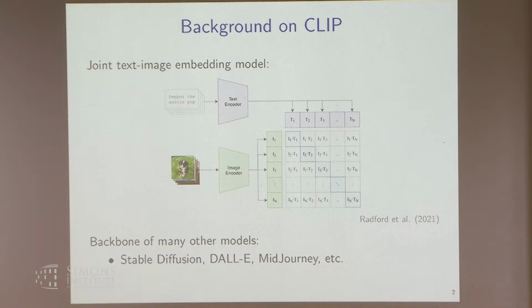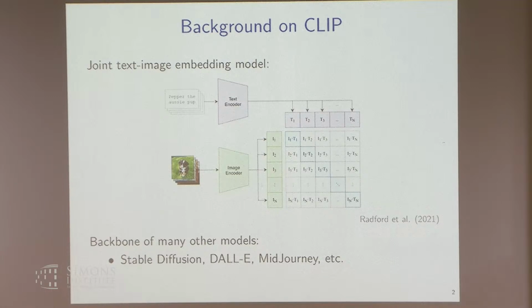The model that we were trying to understand is a model called CLIP. It's a joint text image embedding model. So what does that mean? That means that there's a text encoder and an image encoder, and you can hand it either an image I or a text T, and it puts them into some shared embedding space. So you have some kind of semantically shared vector space.